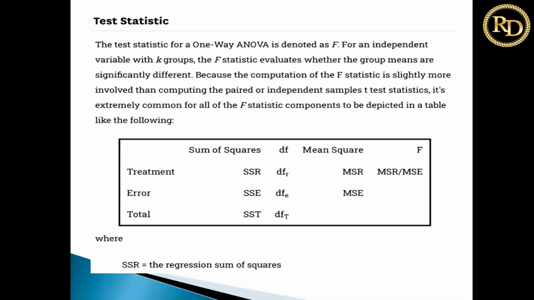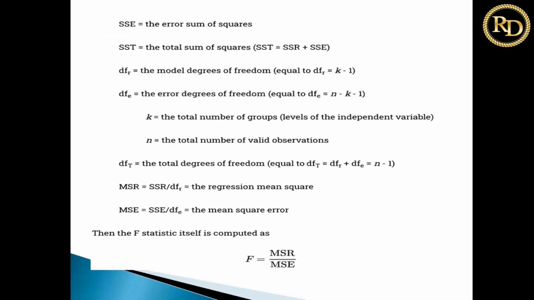Or nowadays we calculate the p-value, and on the basis of the p-value, if it is less than 0.05, we reject the null hypothesis, and if it is more than 0.05, we have no evidence to reject it.